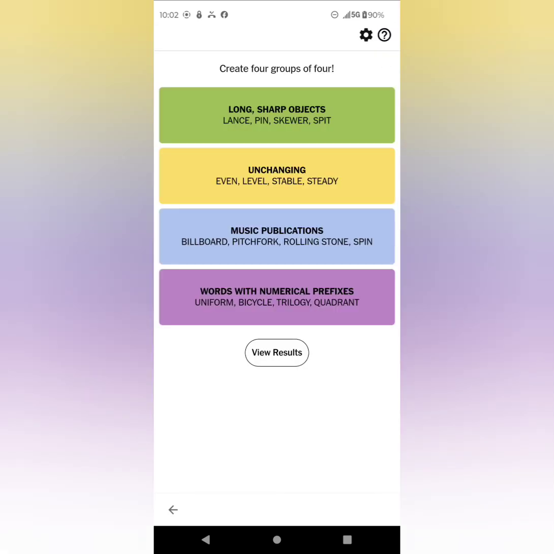I should have gotten the purple. As in, uni is one, bi is two, tri is three, and then quad is four. That is a shame, especially for someone like me who likes math. And I did have the blue category correct. Billboard, Rolling Stone, Spin. I didn't know Pitchfork was a magazine. And then I did have the yellow category correct too. But I wasn't able to work out the purple category. And I failed. It's okay to fail.